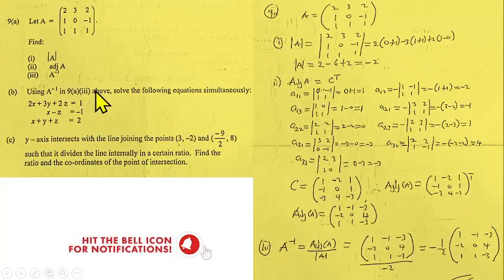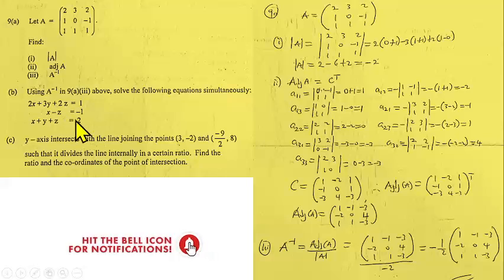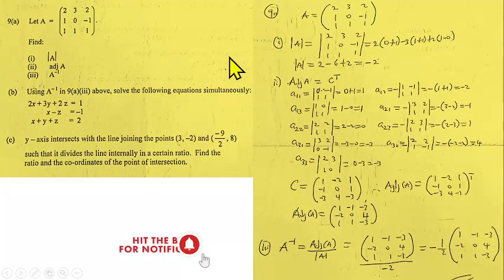The next question is what you are seeing right now on the screen, and the question is on matrices as well. We are given this matrix A, which is a 3 by 3 matrix. We have to find the determinant of the matrix, the adjoint of the matrix, and the inverse of the matrix. Then later use the matrix to solve this simultaneous equation. And this is another question, so let's get started.